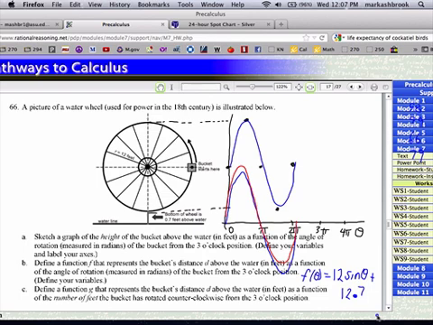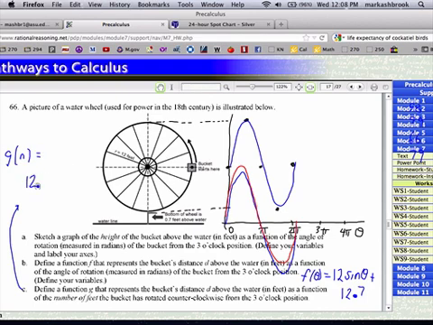Questions on part B? All right, now we want G, the bucket's distance above the water, same output, as a function of the number of feet rotated. So what's going to change in this equation when we do G? The input's going to change. Now we want it as a function of number of feet, call it n, n for number of feet.